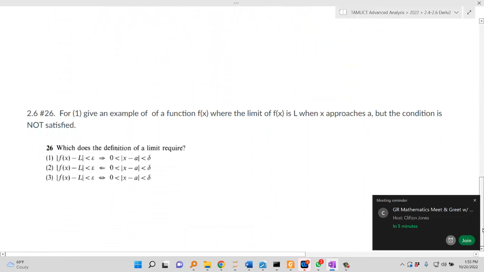Now the next question. Here it says, give an example of a function f of x where the limit of f of x is L when x approaches a, but the condition is not satisfied. So what is the condition saying? It's saying f of x minus L is less than epsilon implies x minus a is between 0 and delta.